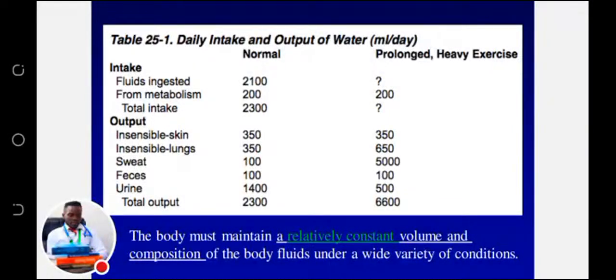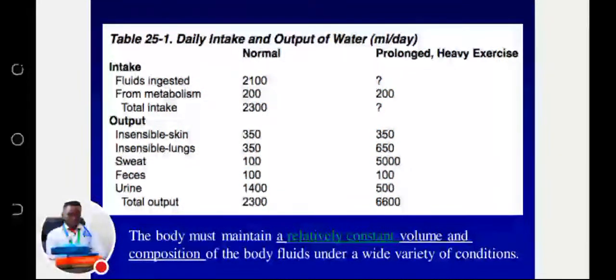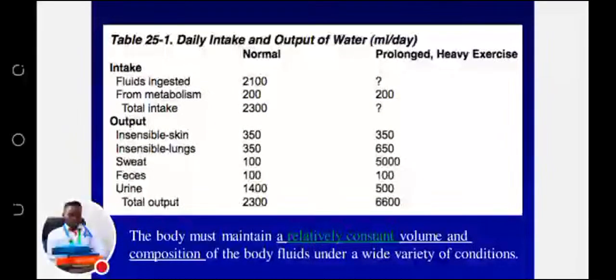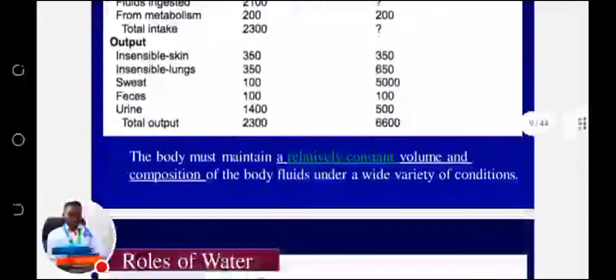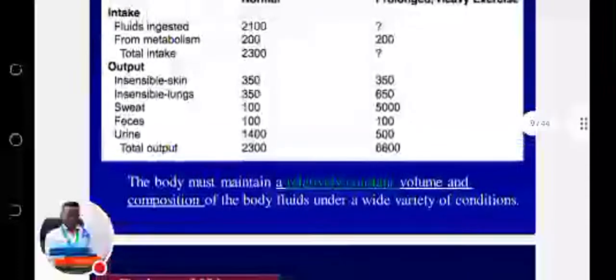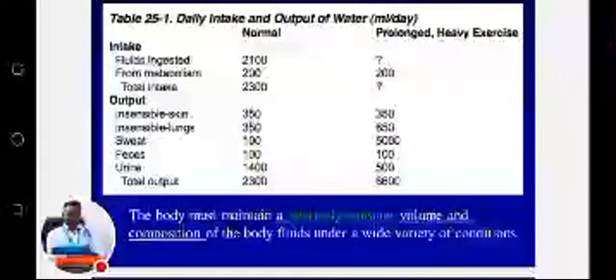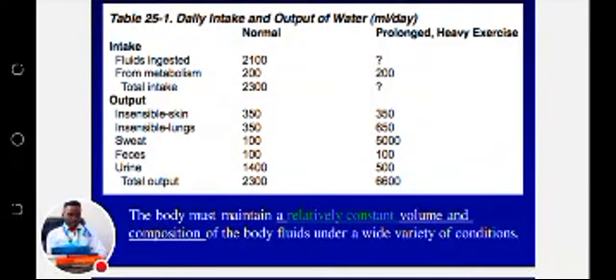Then the output. Insensible loss through the skin moves about 350 mL per day. Insensible loss through the lungs is usually about 250 mL per day. Sweating is 100 mL per day. Feces is about 100 mL per day. Urine goes up to 1,400 mL per day. The total output also goes up to 2,300 mL per day. So this is the daily intake as well as the output of water per day.